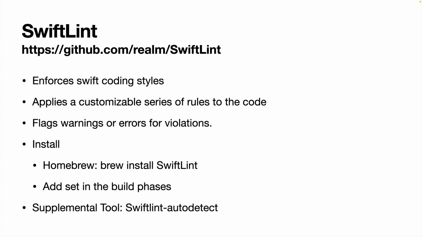SwiftLint is the first tool we're going to use. It is a linter, and it enforces Swift coding styles. And it can identify some kinds of problems and best practices. The way it works is it has a series of rules which are primarily built around regex and other types of code matching, and it applies those rules to the code.